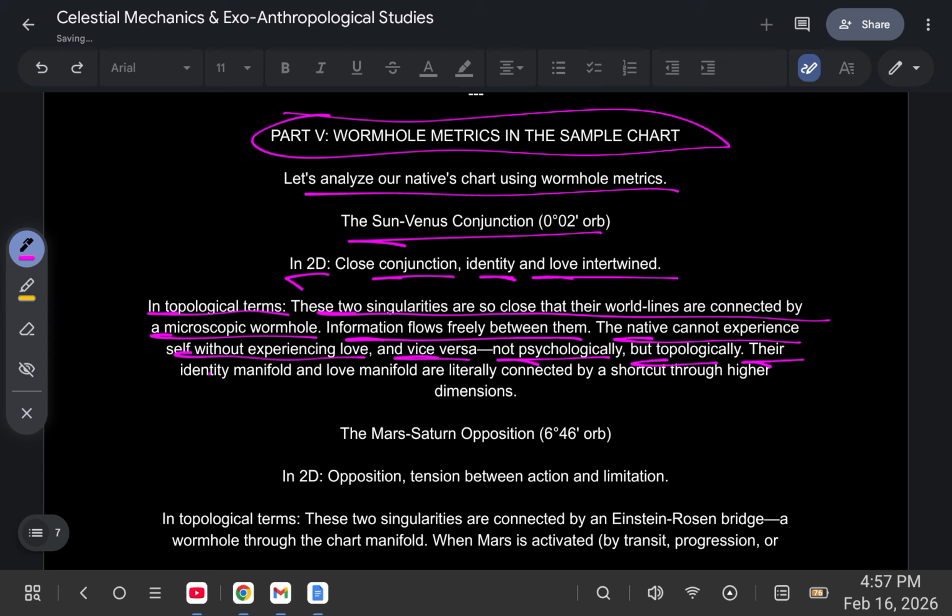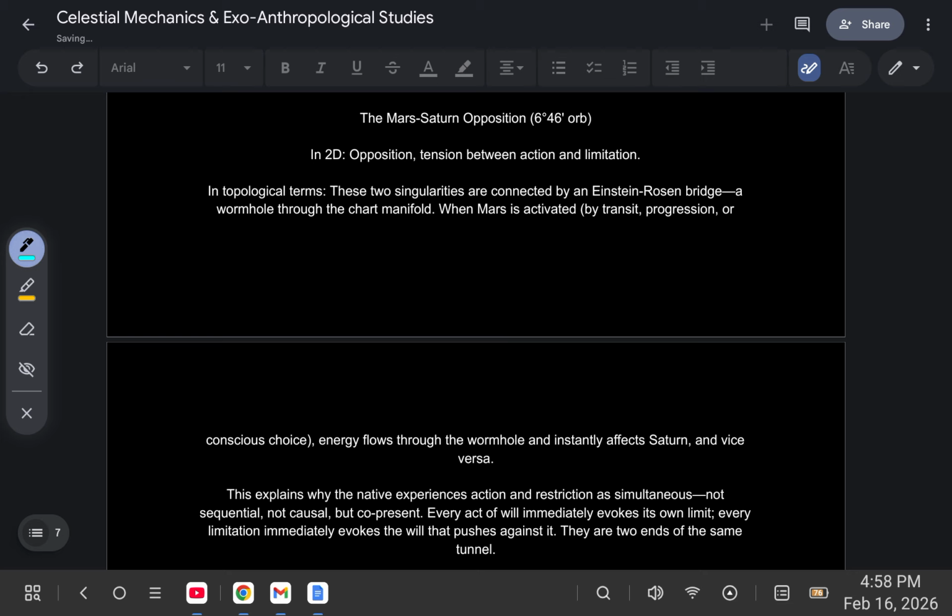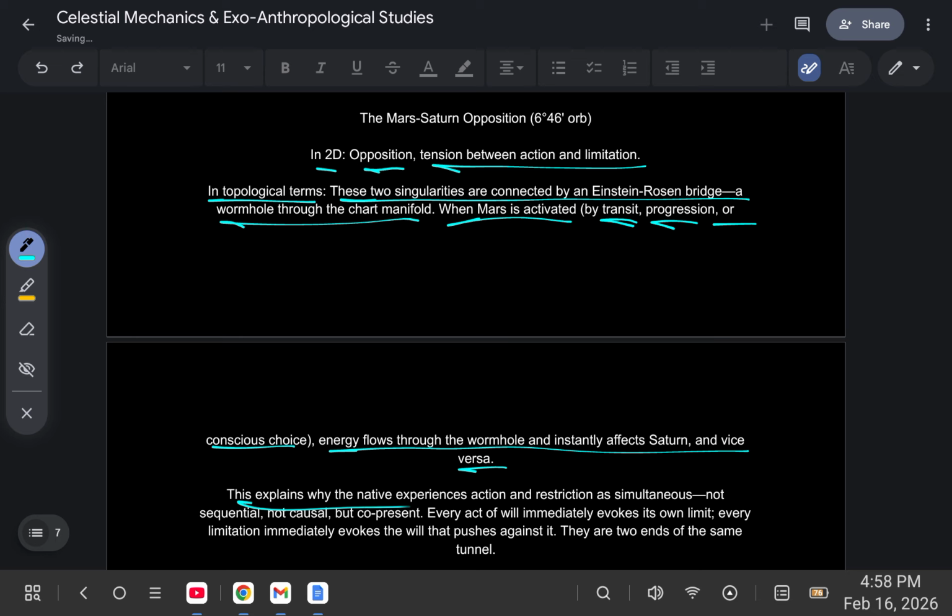Let's look at the Mars-Saturn opposition, 6.46 degrees of orb, and let's observe it in 2D. It's an opposition, tension between action and limitation. In topological terms, these two singularities are connected by an Einstein-Rosen bridge, a wormhole through the chart manifold. When Mars is activated by transit, progression, or conscious choice, energy flows through the wormhole and instantly affects Saturn and vice versa. This explains why the native experiences action and restriction as simultaneous, not sequential, not causal, but co-present.